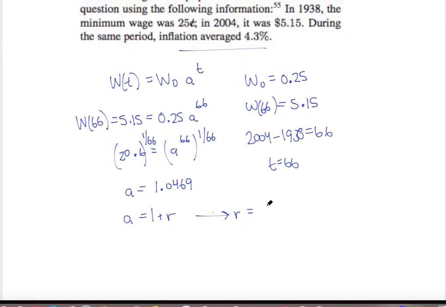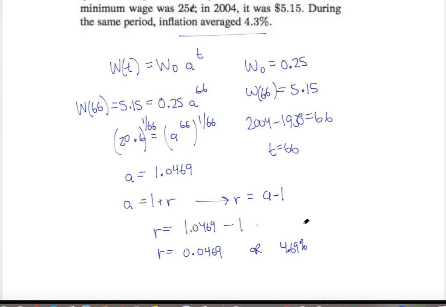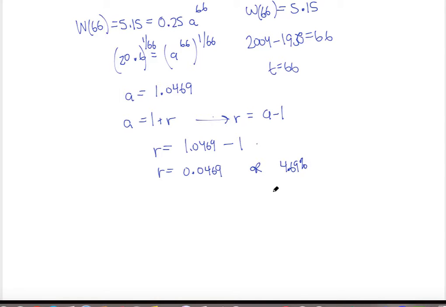Now, what information that gives us is, since A is equal to 1 plus R, we can say that R is actually A minus 1. Therefore, R is going to be 1.0469 minus 1, which is 0.0469, or in percentage, 4.69%. So, what does that tell us? That actually tells us that our minimum wage is increasing at a faster rate than inflation.